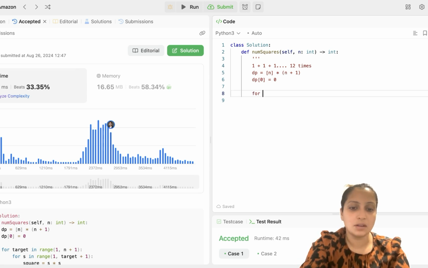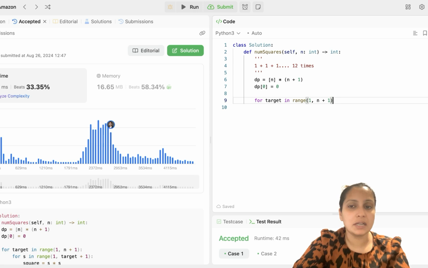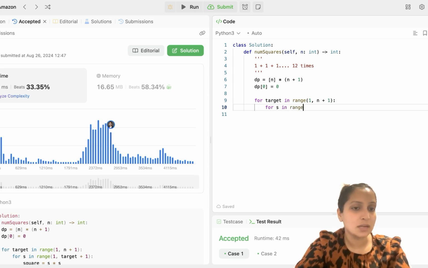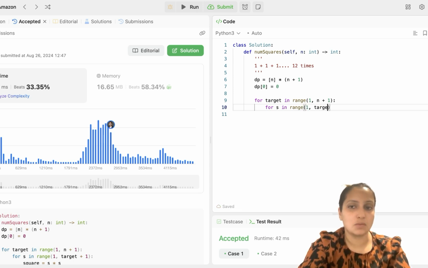Now I will have my first for loop, which will be for target in range 1 to n plus 1, because I have already computed DP[0], which is 0. In Python, the range is non-inclusive, so the n plus 1 is not included. Then I'll have a nested loop, for s in range, that is my squares, which I will compute. For that, I'm taking for s in range 1 to target plus 1, because I will have to update my target every time I run through the loop.